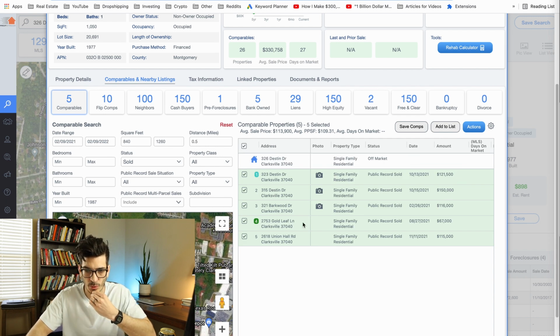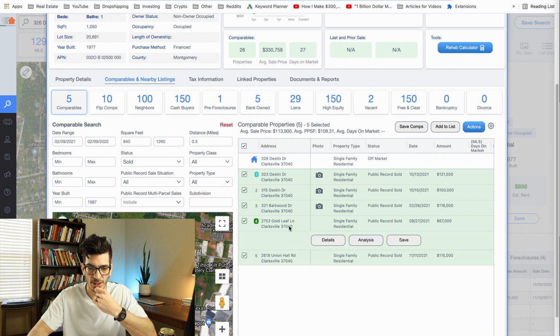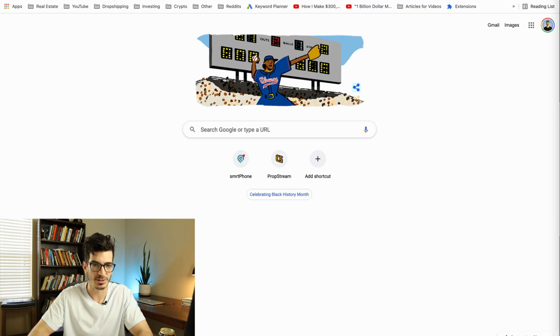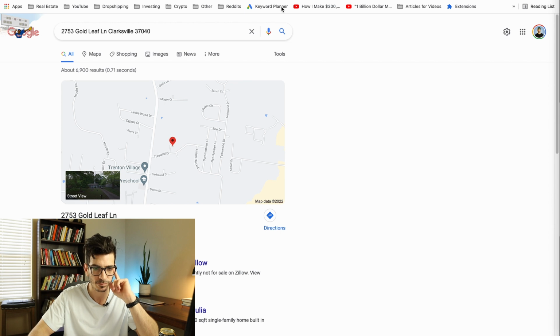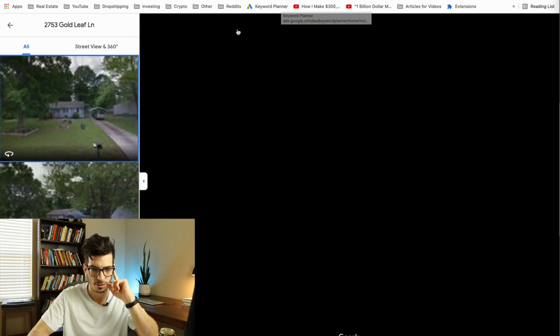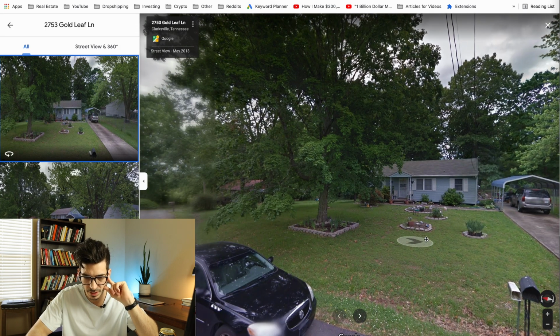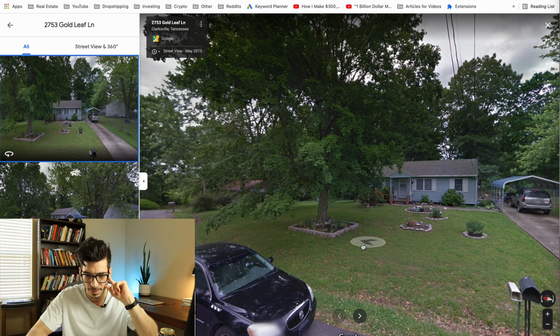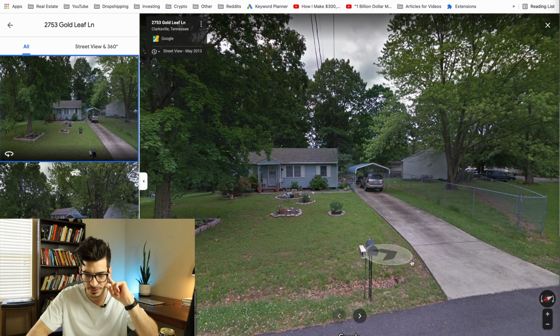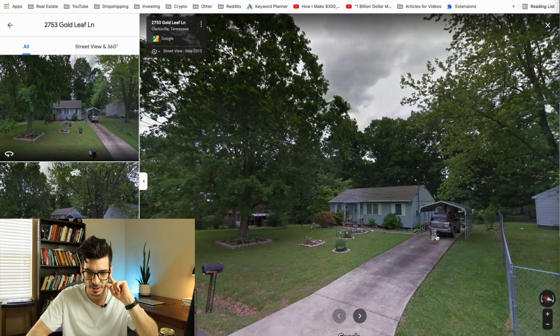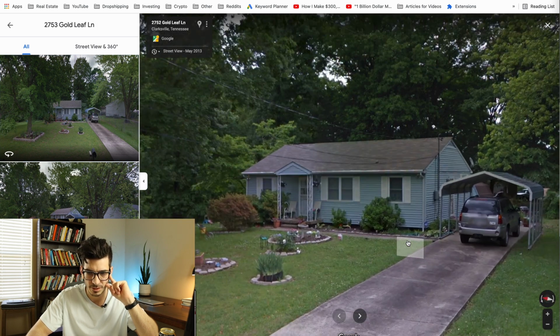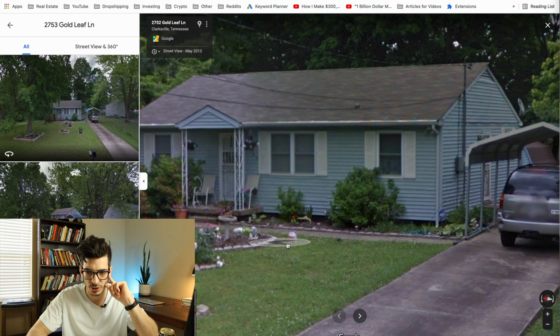So there's this one, okay, so here's cash, but there's no pictures, unfortunately. But what we might be able to do is take this and just go to Google and see what the property looked like. Pull it up, and it doesn't look that bad. Hard to say, this was from 2013. It's not in the worst shape.